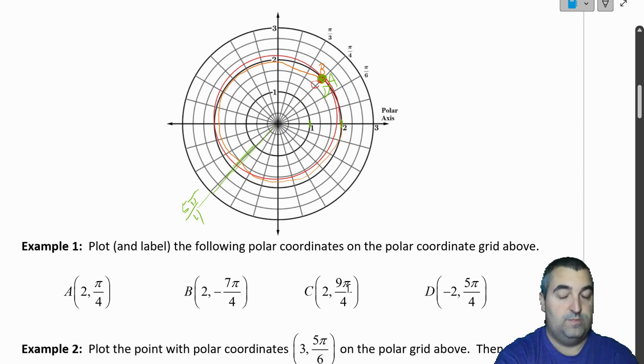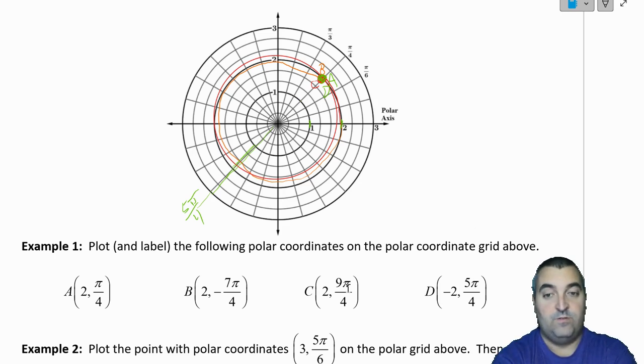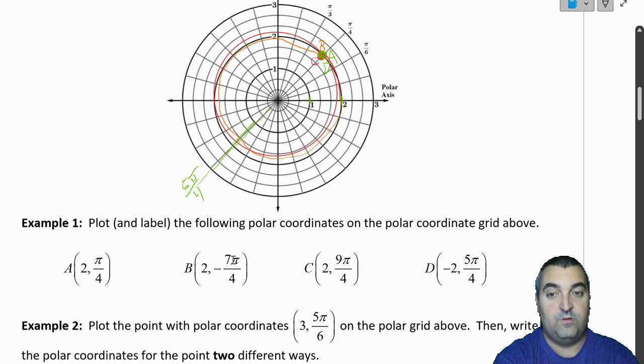This is one of the interesting things with polar: one point can be represented in an infinite number of ways with different r values, whether plus or minus, or different angles. We have positive and negative angles that end up in the same spot. So even though these are all different coordinates, they're all the same point in space.